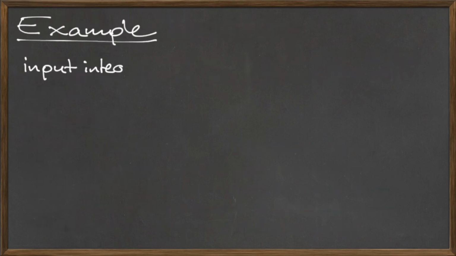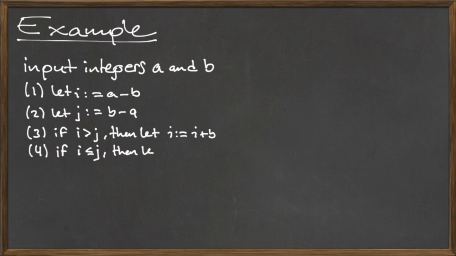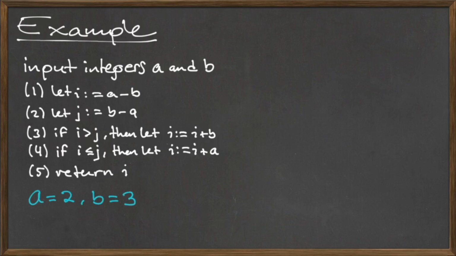Let's do another example. Consider the algorithm below, which accepts the integers a and b as input and combines the let equal assignment with the if-then statement, which we covered in a previous video. Let's run this algorithm with the inputs a equals 2 and b equals 3. The first step is to create the variable I and assign it the value a minus b. Since a is equal to 2 and b is equal to 3, after step 1, the variable I will have the value 2 minus 3, which is equal to -1.